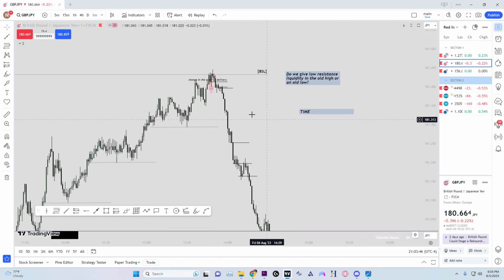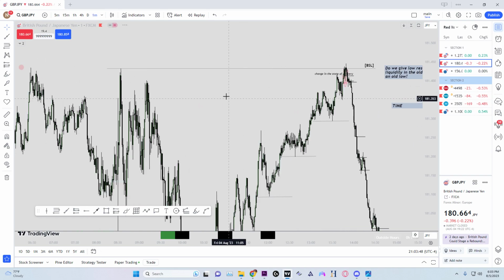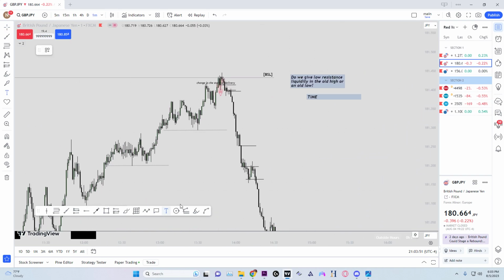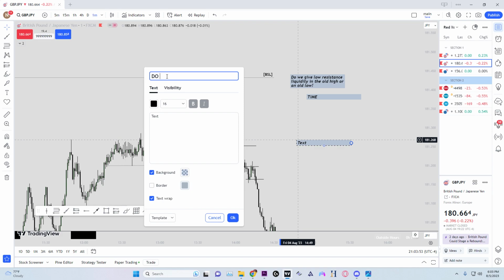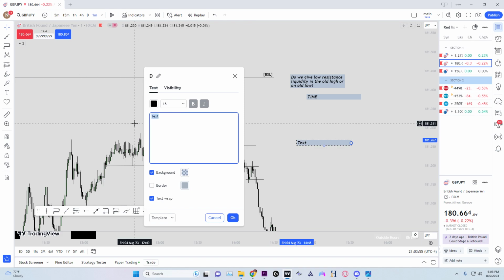And the last thing that you should probably look for in a turtle soup is, do we leave with speed? So these are the three things that I would look for in a turtle soup. It's really nothing more. Do we give low resistance liquidity? Are we in a time? Or do we leave with speed?